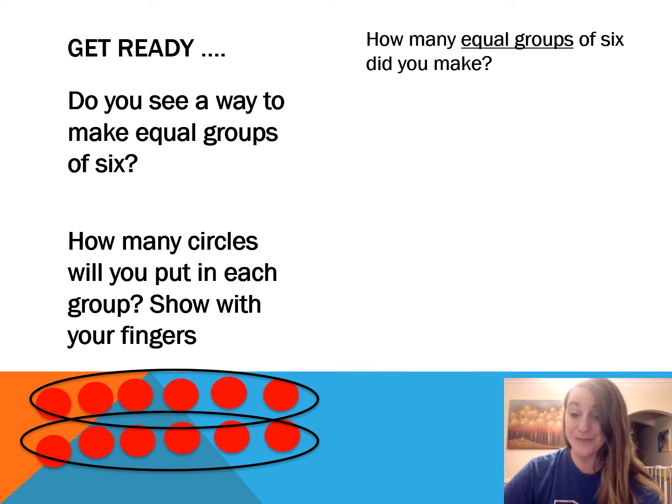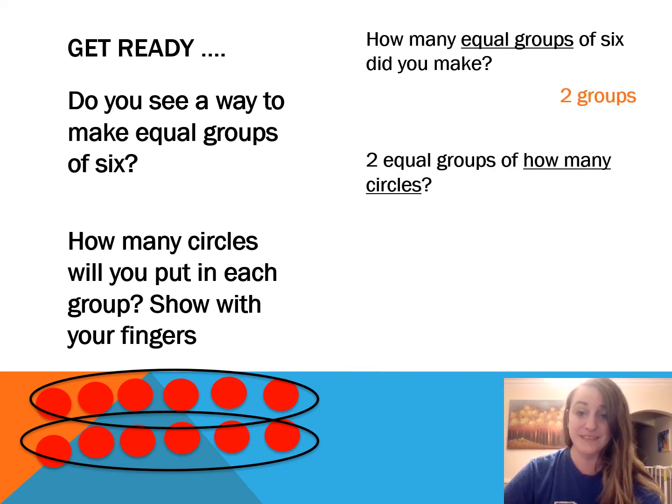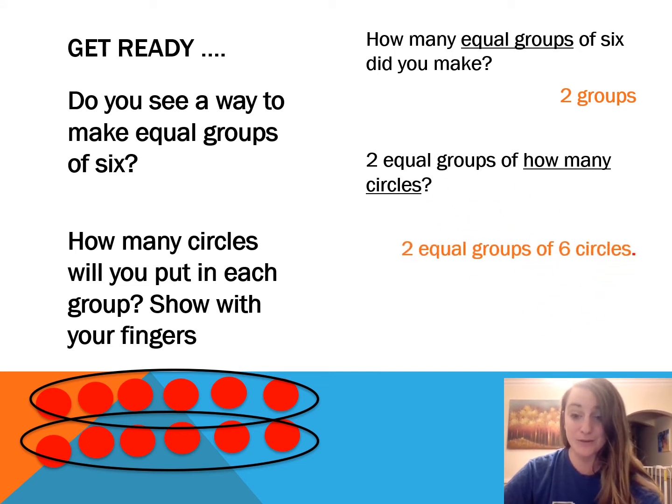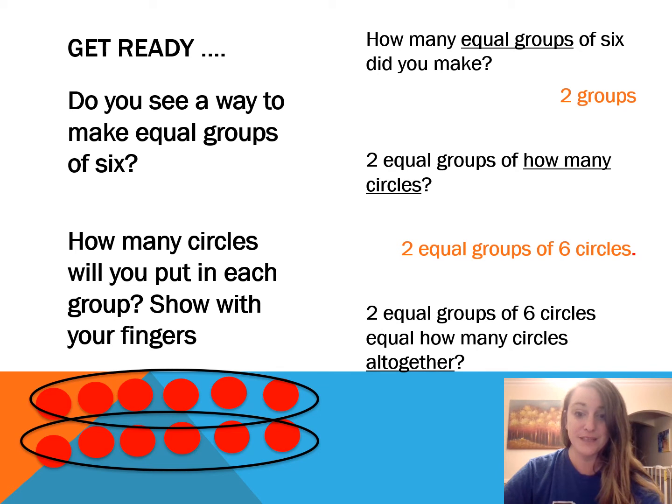How many equal groups of 6 did you make? 2 groups. 2 equal groups of how many circles? 2 equal groups of 6 circles. 2 equal groups of 6 circles equals how many circles altogether? It will still equal 12 circles.